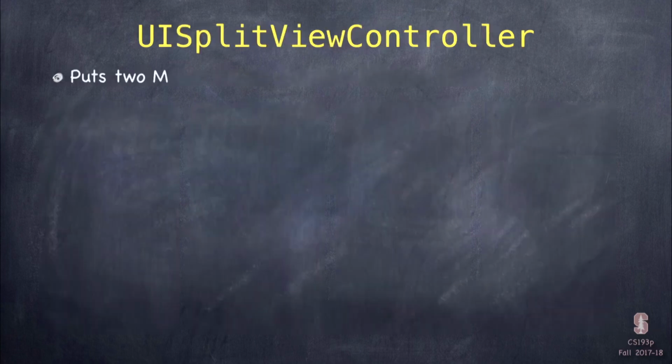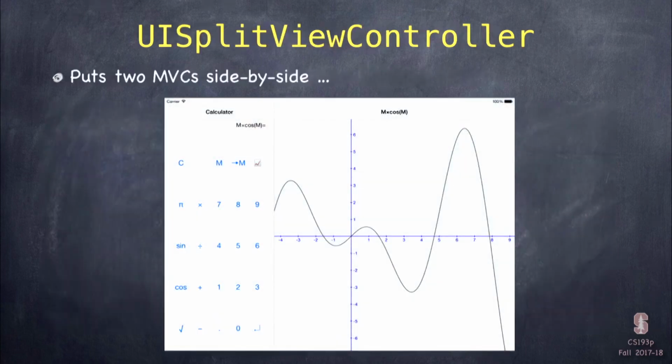All right? Next, let's talk about SplitViewController, probably the second simplest one. It's only 2 MVCs in its view, and it puts them side by side with a very thin line in between them. So here's a little calculator app. It's got the calculator on the left, and then it's got maybe a graph of what's in the calculator on the right.